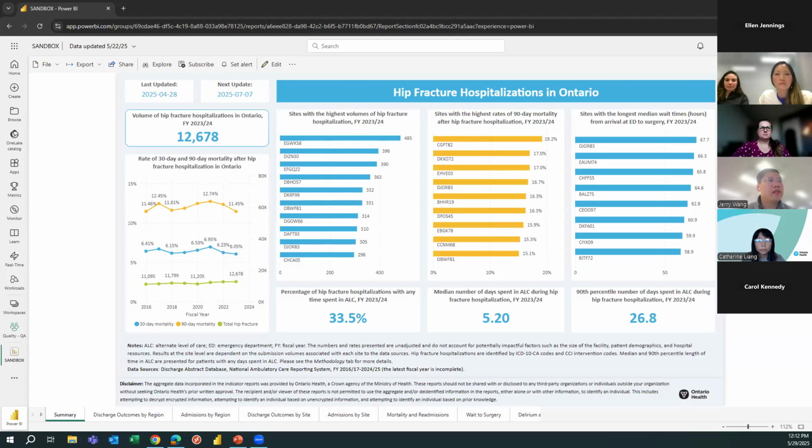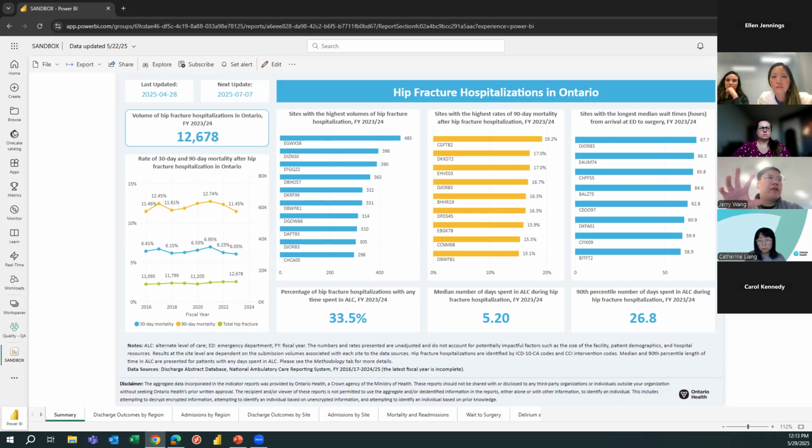So now that everyone can see, this is essentially our hip fracture quality standard demo version of the eReport. The first page is the summary of hip fracture in Ontario. On the left side, we have the volume of hip fracture hospitalizations in Ontario for the most recent full fiscal year, which is 23-24. And at the bottom, we have the rate of 30 and 90-day mortality, as well as the volumes over a period of 8 years, back to 2016 and today.